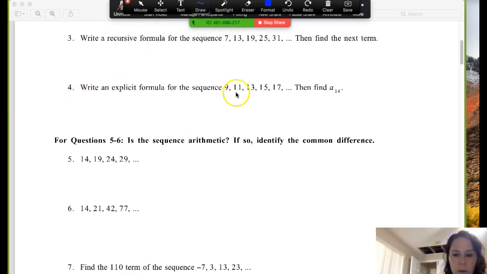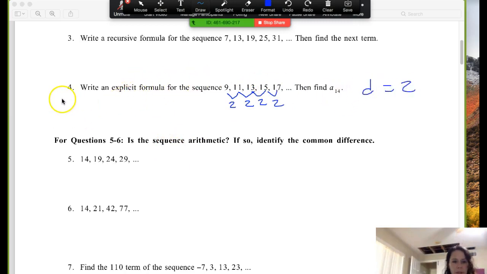So the explicit formula, let's first of all make sure this is arithmetic. From 9 to 11, if I go 11 minus 9, I get 2. So 9 to 11, I add 2. If I subtract these, I get 2. To get from here to here is 2, here to here is 2. Yep. All right, it looks like I have a common difference of 2.